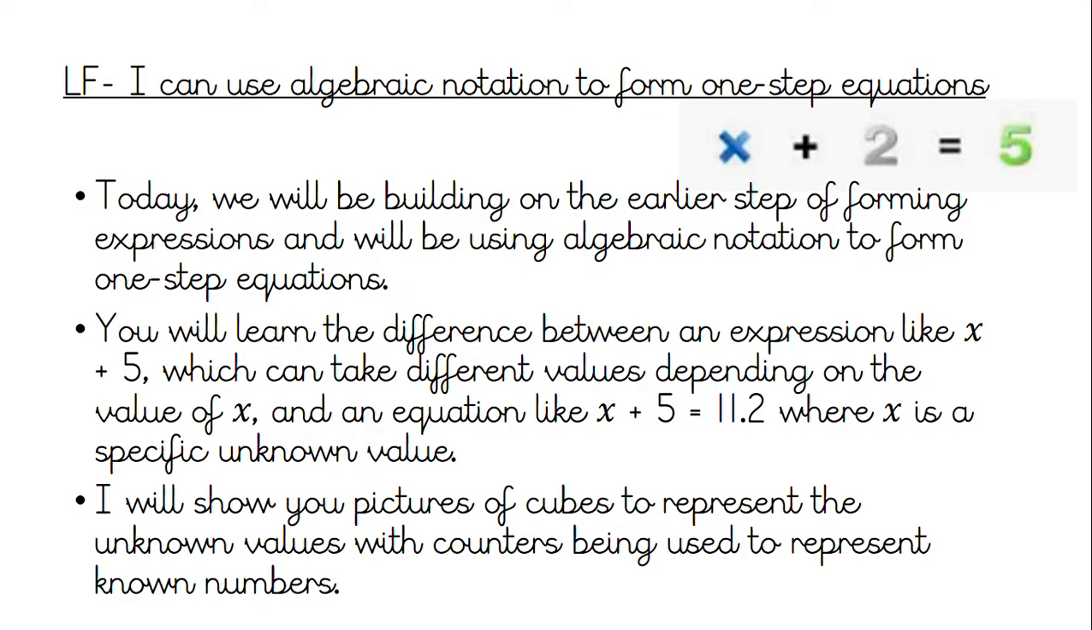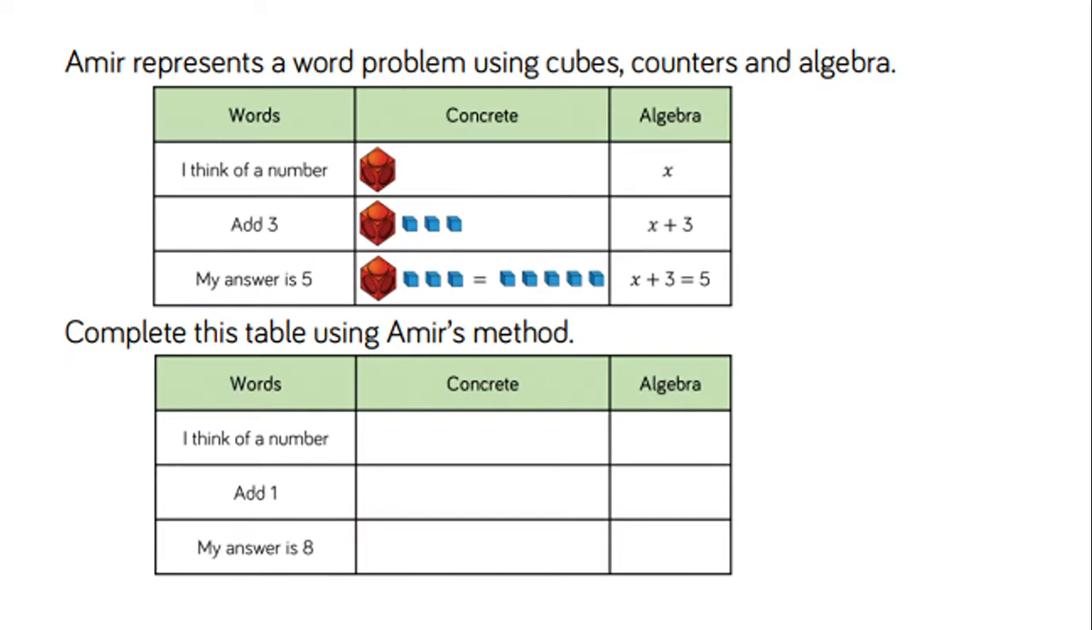I'm going to show you pictures of cubes to represent the unknown values and counters or little stars to be used to represent the known numbers. You can go back to those images to help you understand if you get stuck. Okay, so here's the first example. Amir represents a word problem using cubes, counters and algebra. He's got the actual question in the first column. He's then got a concrete example, so he's actually using cubes and counters to help him work it out. And then he's got the algebra, how he'd write that as algebra in the third column. And we're going to have a go at doing the same thing.